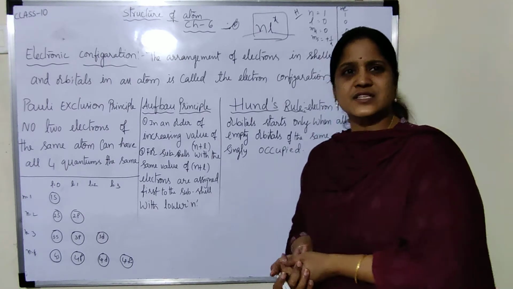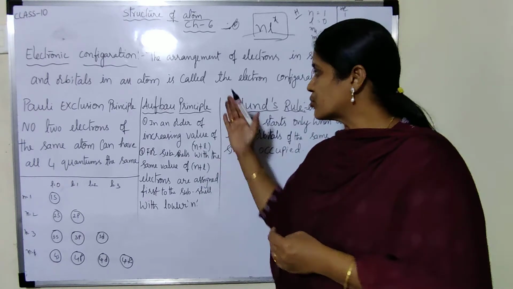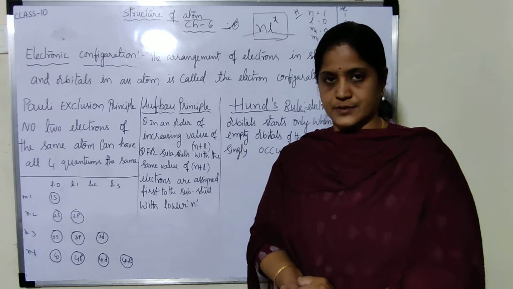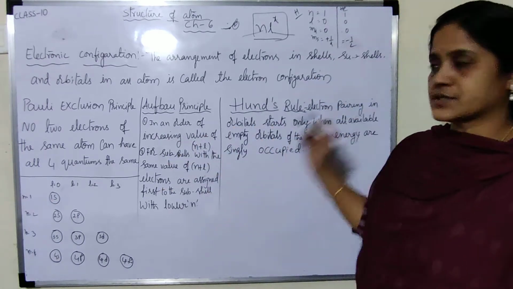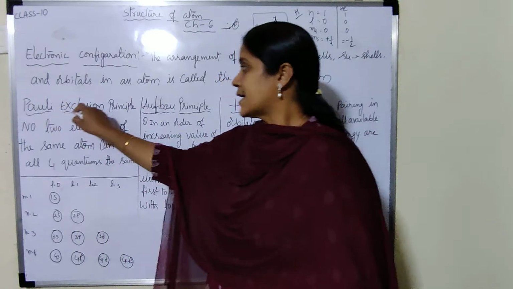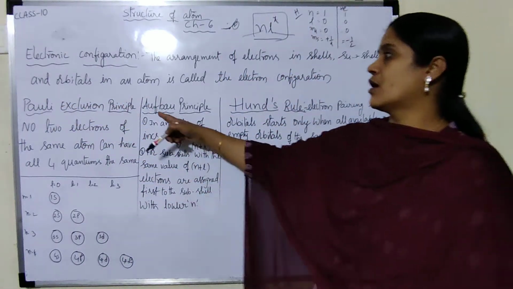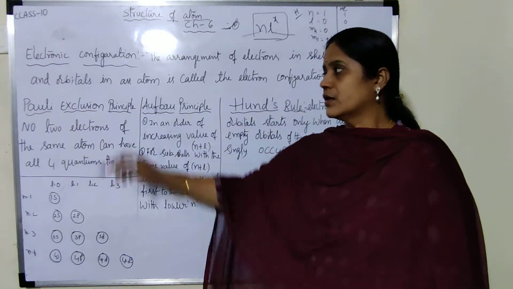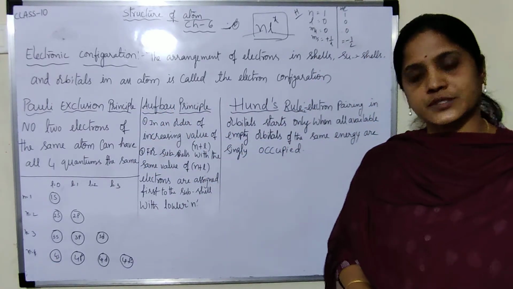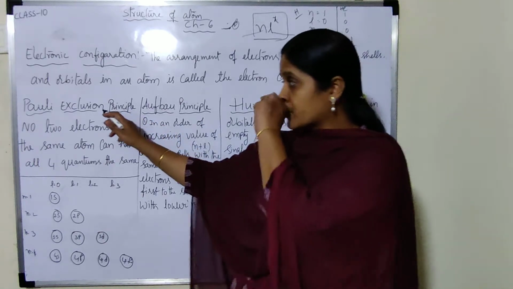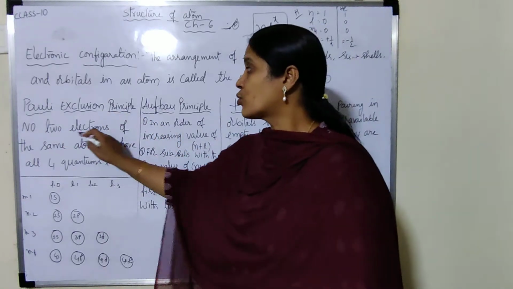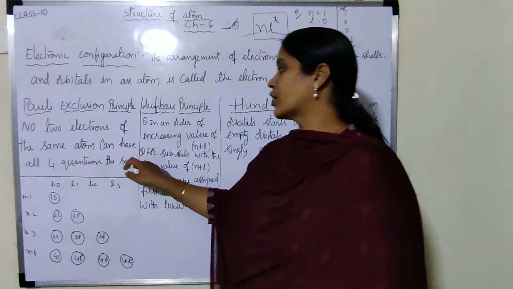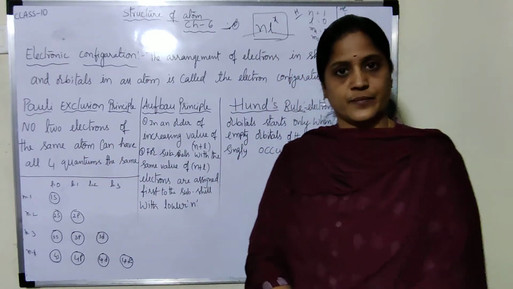Due to this reason, we learn three more principles to understand the distribution of electrons in an atom. What are the three principles? Pauli's exclusion principle, Aufbau principle and Hund's rule. First one, Pauli's exclusion principle. According to this principle, no two electrons of the same atom can have all four quantum numbers the same.